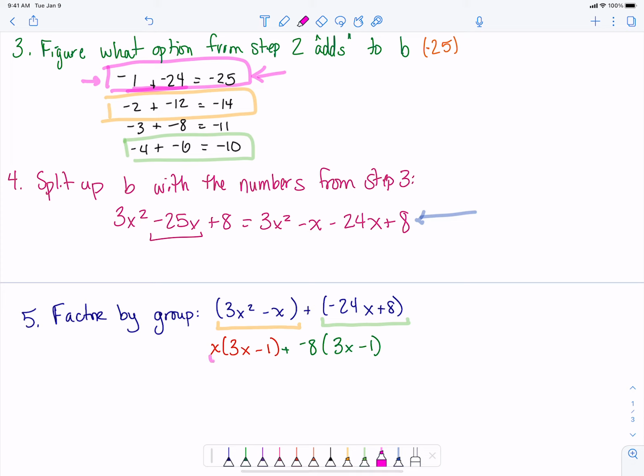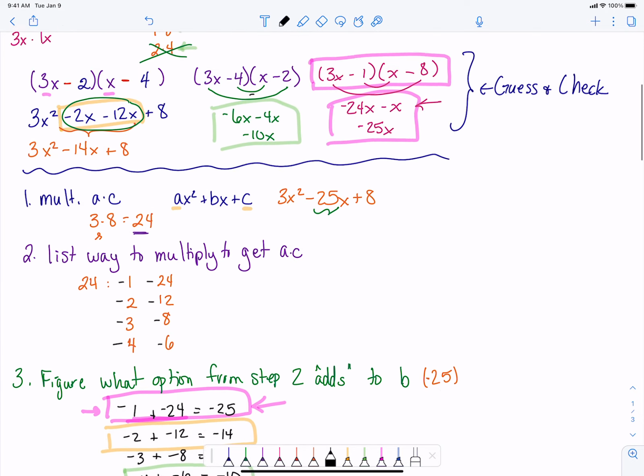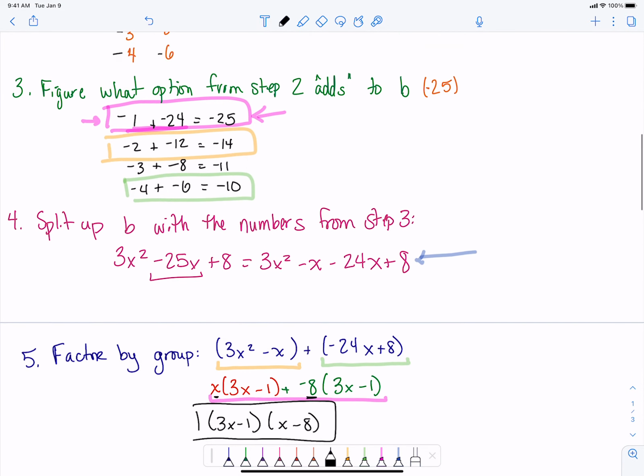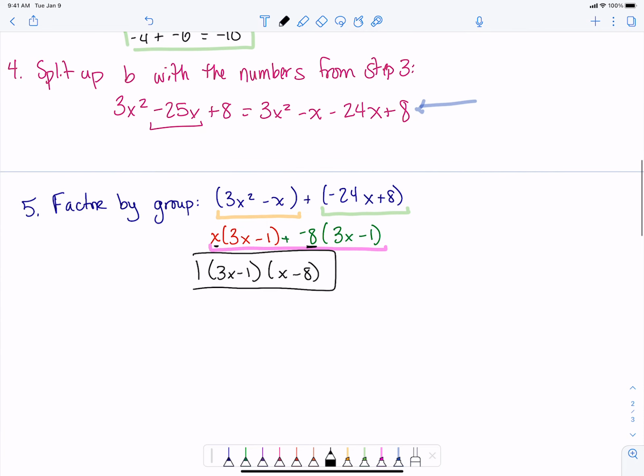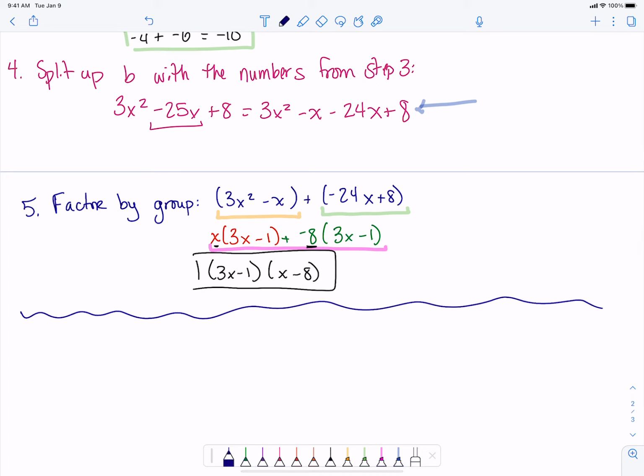And now we look at these two terms and they both have a 3x minus 1. We can factor that out. 3x minus 1. Here we're left with x. Here we're left with minus 8. And we got the exact same factored form as we did up there when we were doing guess and check. So factoring by grouping is really nice, especially if you've practiced factoring by grouping before. But guess and check, it will always work. You sometimes have to go through several options, but it will work for you. Things to watch out for.